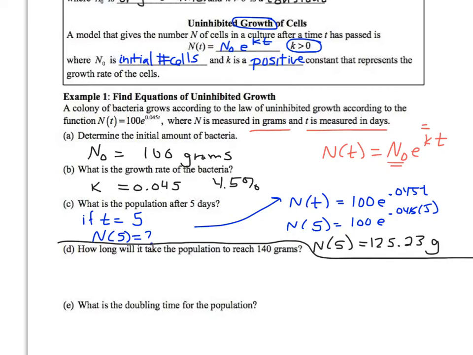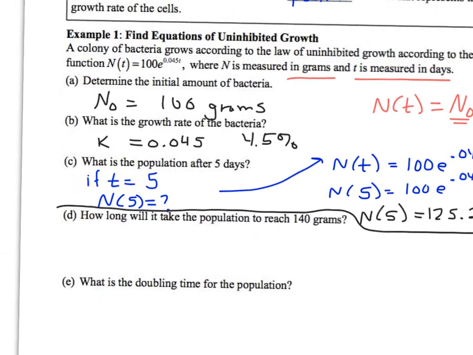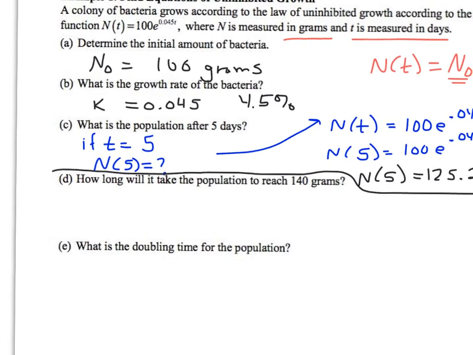The second kind of example we can have is we want to know how long it takes for something to occur. In this case, it says how long will it take the population to reach 140 grams. So we want to know how long until the number is 140 grams. It starts at 100, how long until it gets to 140? Well, if I start with my formula over here on the right, N of t equals 100 e to the kt.